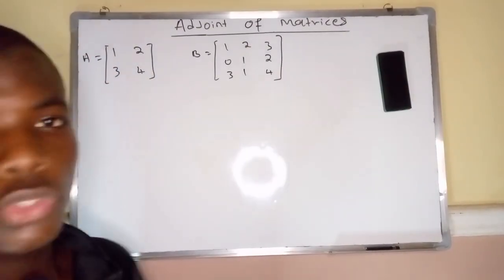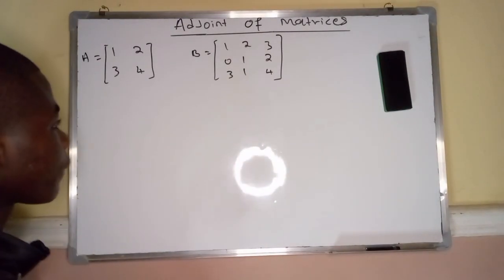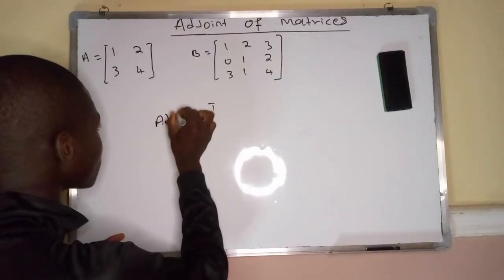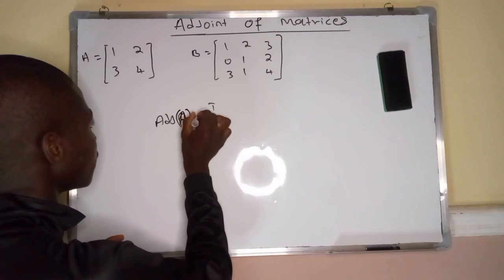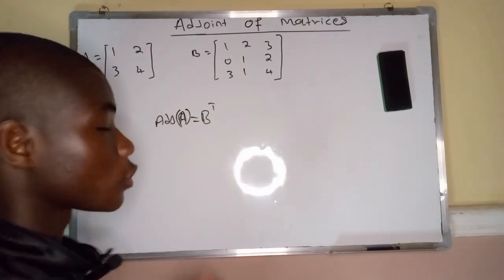Let's say we have a 2 by 2 matrix. We have to find the adjoint of this matrix. Let me say it is B transpose, the adjoint of this matrix A. The adjoint of what? Of this matrix.